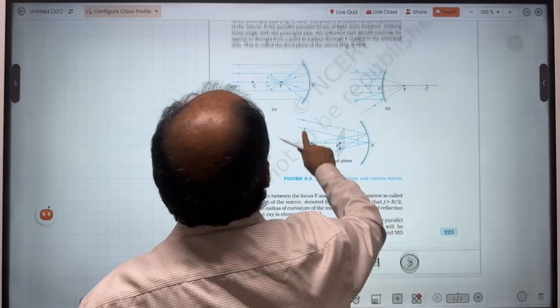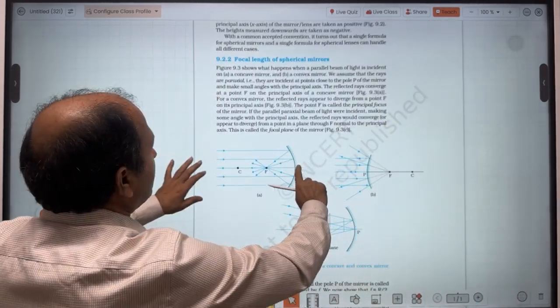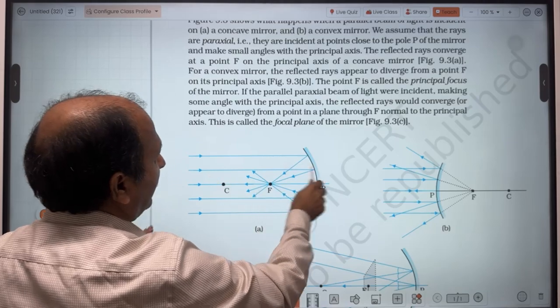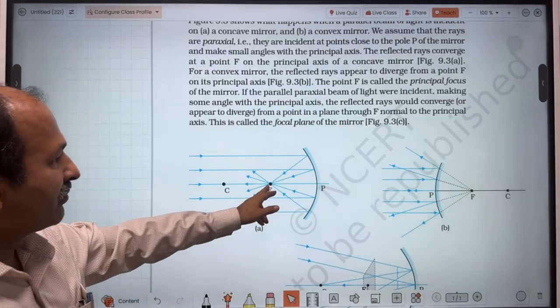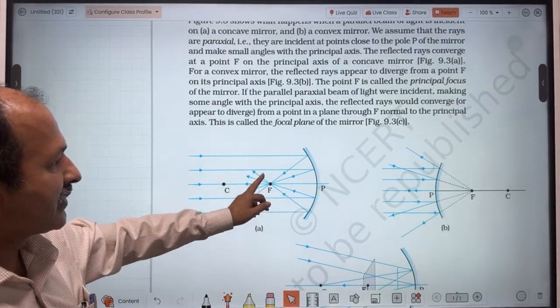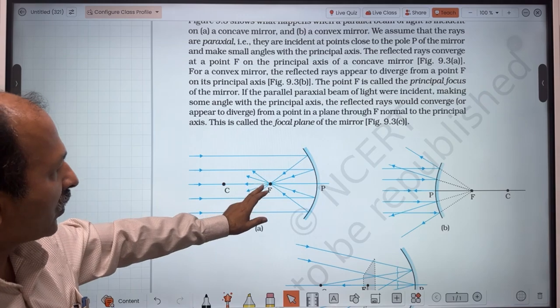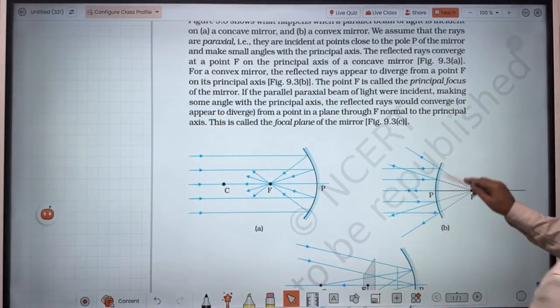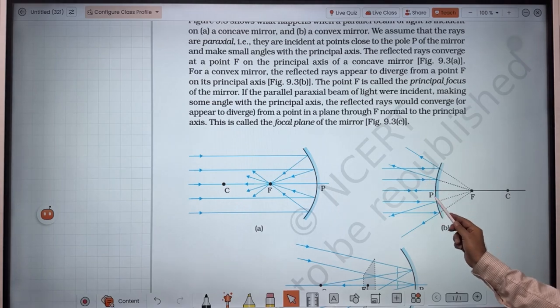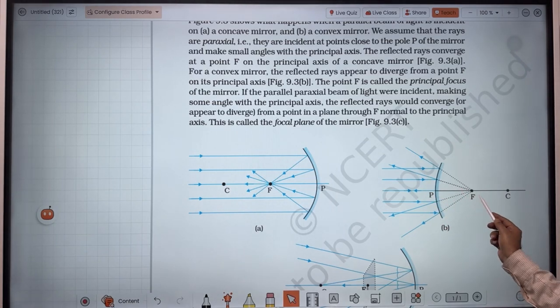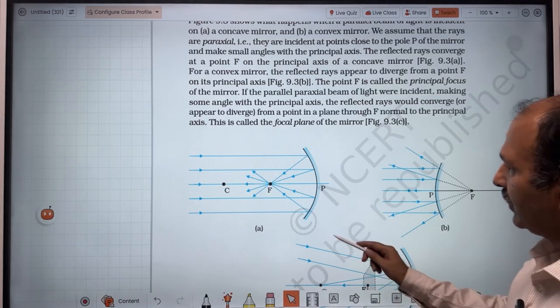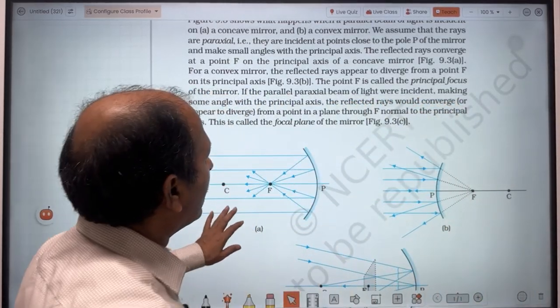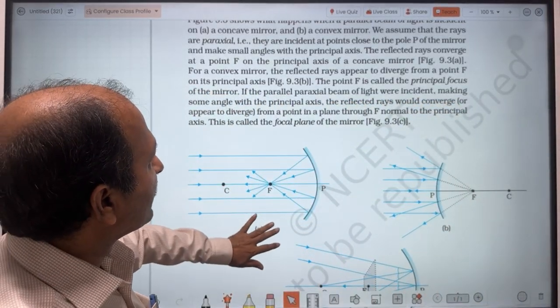Now you also know about the focus. These are the parallel rays. They are meeting at a certain point on the principal axis. This point will be called the focus. Similarly, this is a convex mirror, in which it seems that light rays are coming from this point. So this is the focus for that, and then we define the focal plane.